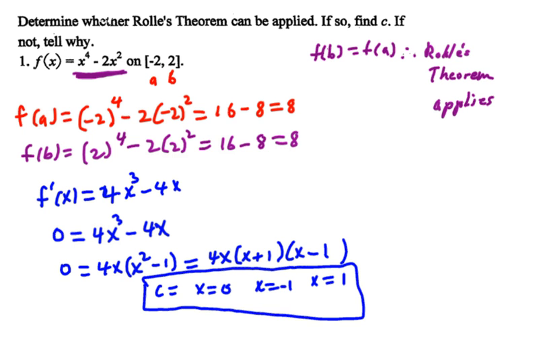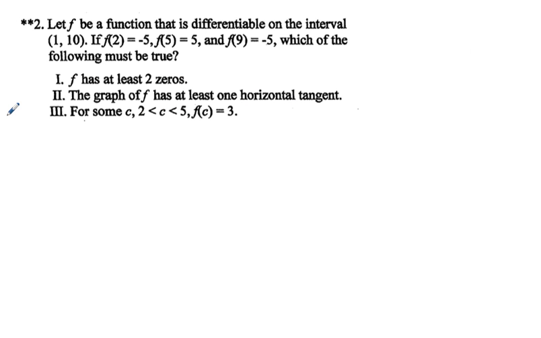Okay, next problem, our last problem. Let f be a function that is differentiable on the open interval 1 to 10. If f of 2 equals negative 5, and f of 5 equals 5, and f of 9 equals negative 5, which of the following must be true?